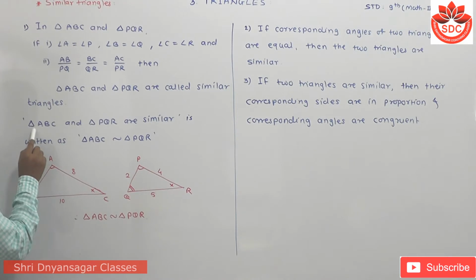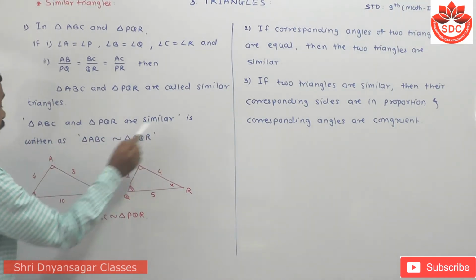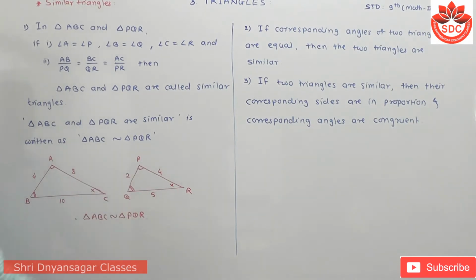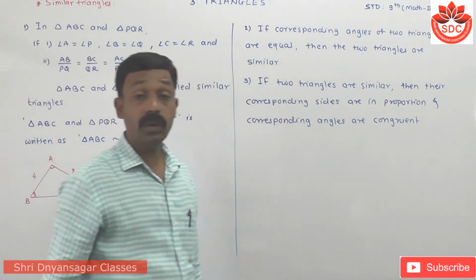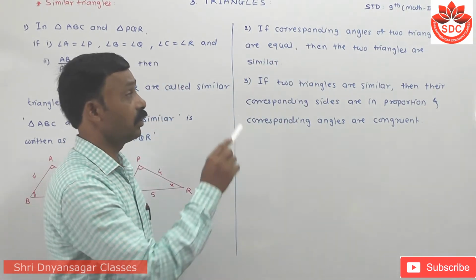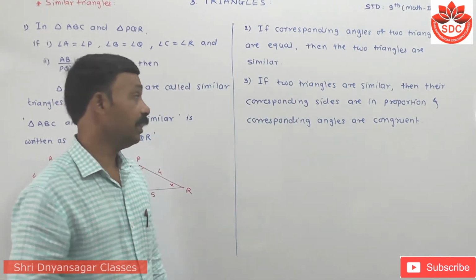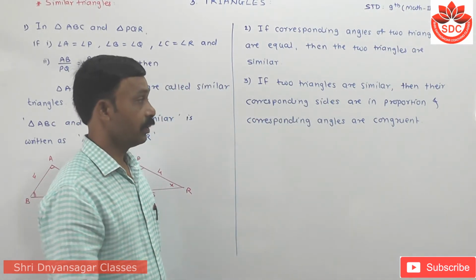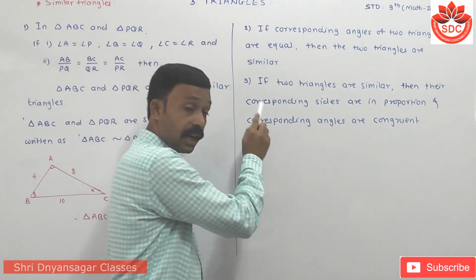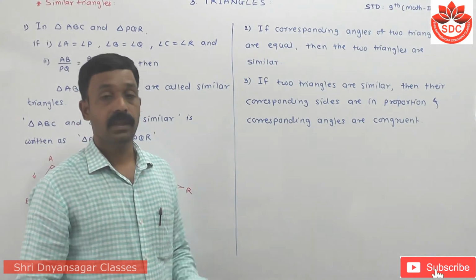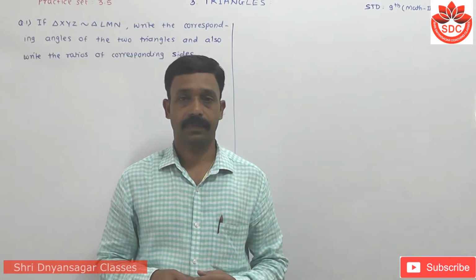Triangle ABC and triangle PQR are similar is written as triangle ABC, this sign indicates similar, with triangle PQR. Now the second point: if the corresponding angles of two triangles are equal or congruent, then the two triangles are similar. Third point: if two triangles are similar, then their corresponding sides are in proportion and corresponding angles are congruent. Okay, we take the next practice set.